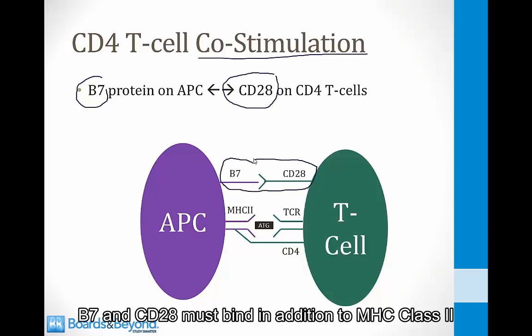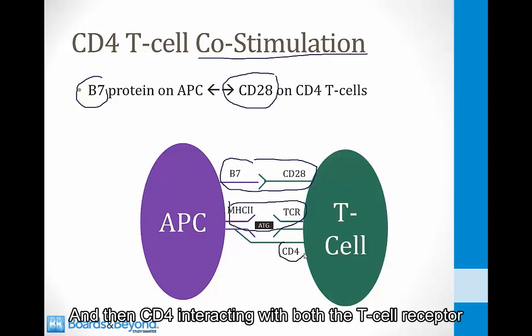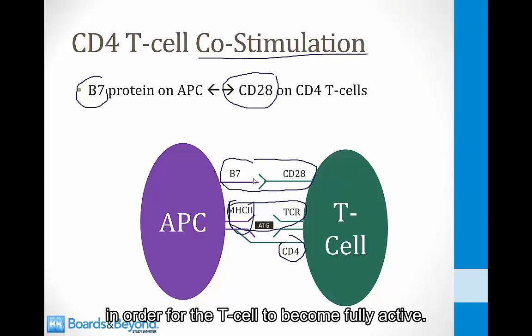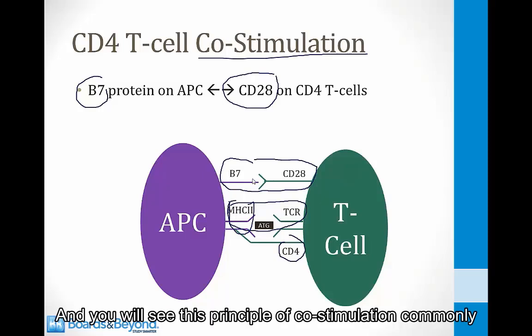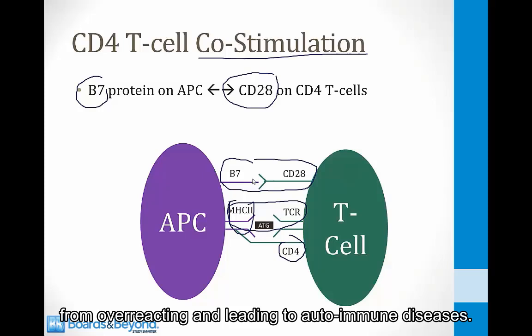B7 and CD28 must bind in addition to MHC class II and the T cell receptor binding, and then CD4 interacting with both the T cell receptor and MHC class II. Both of these interactions must occur in order for the T cell to become fully active, and you will see this principle of co-stimulation commonly in immunology. This likely evolved in order to prevent T cells from overreacting and leading to autoimmune diseases.